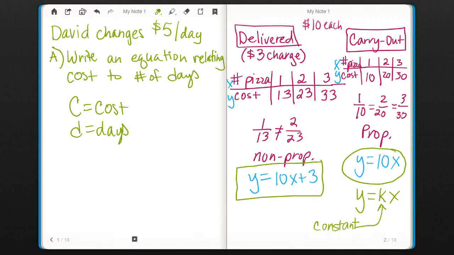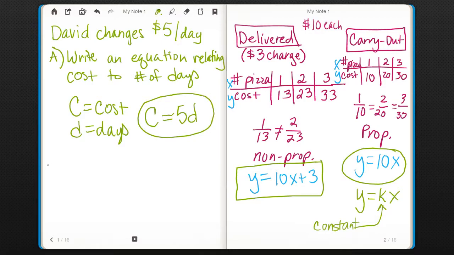Do you think this will be proportional or non-proportional? Proportional, because every day it's $5 more, times 5 every day. Okay, Hannah, what do you think? C equals 5 times D. Right. C equals 5 times D. Do you see how that's the y equals kx, but it's just different letters than your x and your y? The x, the input, is being multiplied by 5. Good. So that's what they're asking for.